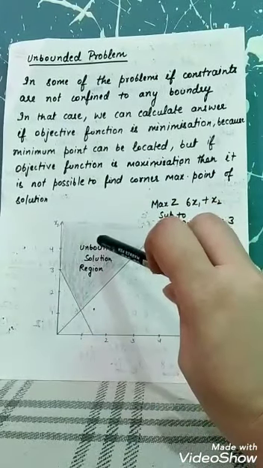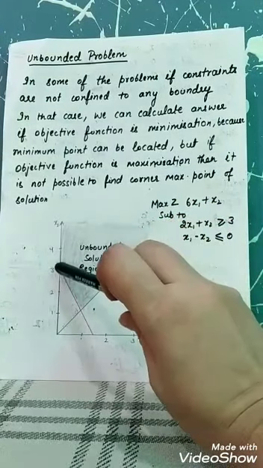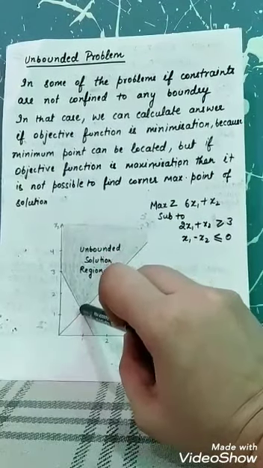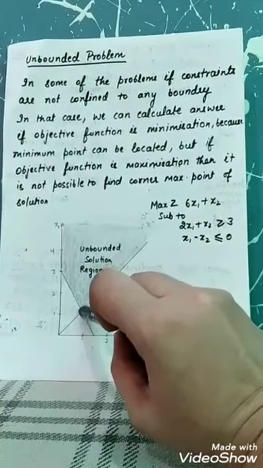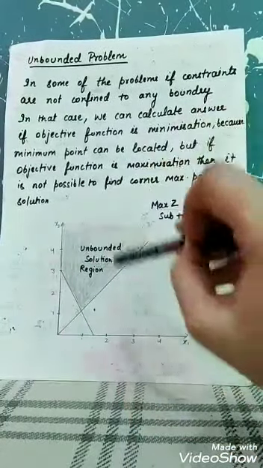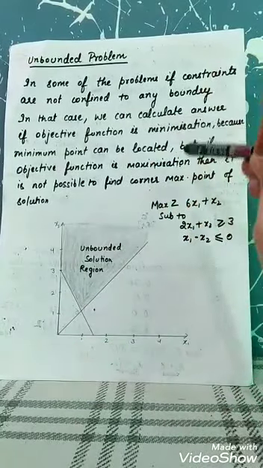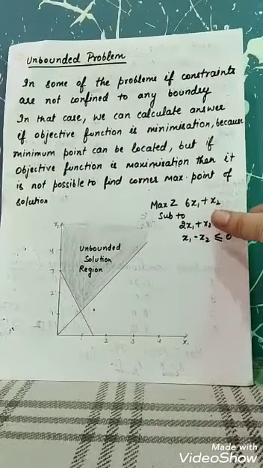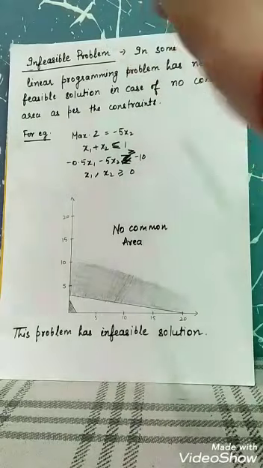But if our objective function is minimization, then it is possible to find the answer, because we can locate the minimum point of our solution. Here we can find the value at this minimum point if our objective function is minimization. But in this case, our objective function is maximization, so it is impossible to find the answer of an unbounded problem. Hence, now we can proceed to the next special case, that is the infeasible problem.